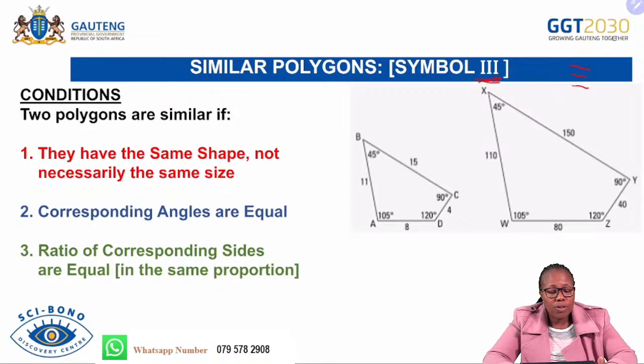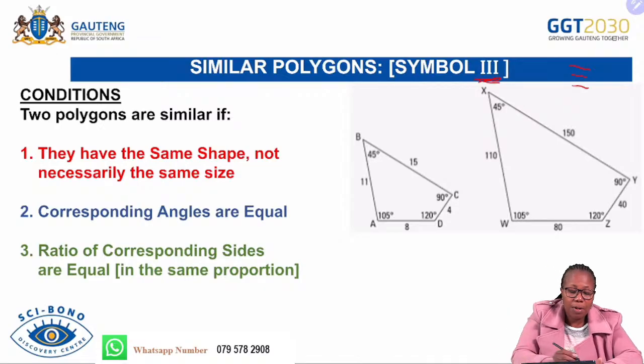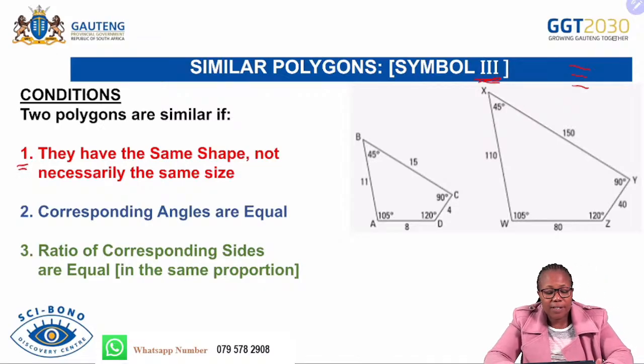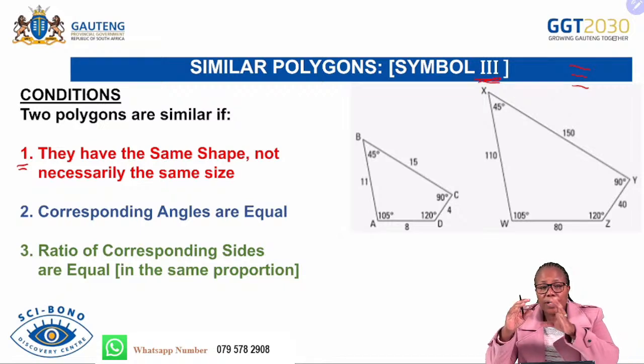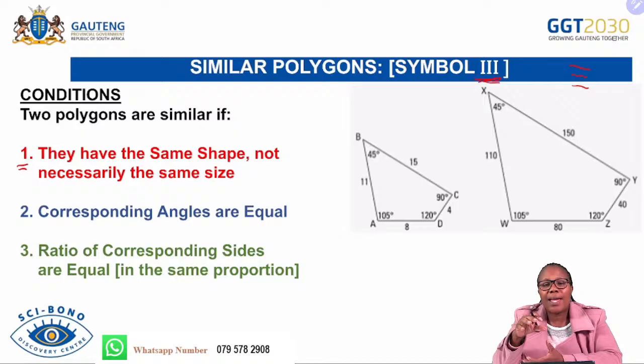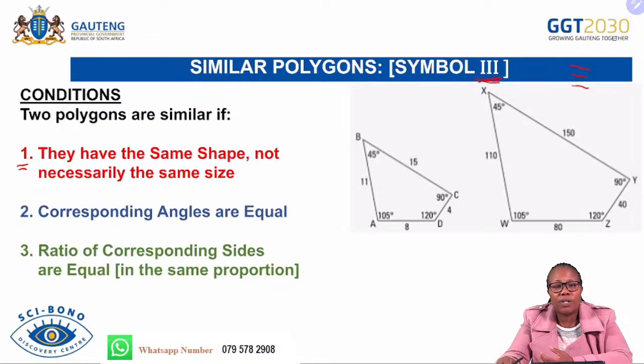Two polygons are similar if, condition number 1, they have the same shape, but not necessarily the same size. For example, it's like we are taking the original diagram and enlarging it or reducing the size of the figure. It's like you are zooming in and out, the same type of figure with the same values of angles. We are just increasing or decreasing the values of the sides of that particular figure. So it must be the same shape, not necessarily the same size.